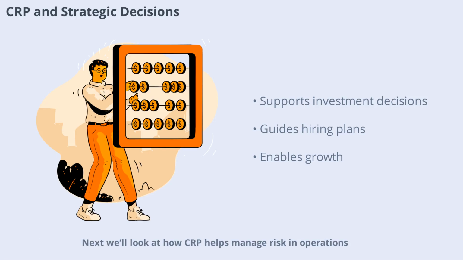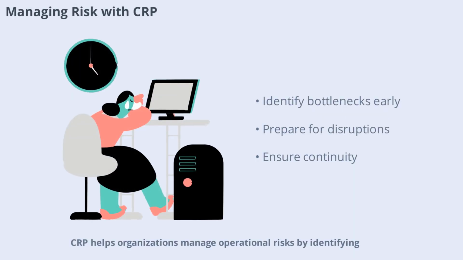Next, we'll look at how CRP helps manage risk in operations. CRP helps organizations manage operational risks by identifying potential bottlenecks and resource shortages before they become problems. By simulating different scenarios, companies can prepare for unexpected events, like equipment failures or sudden spikes in demand. This proactive approach reduces the risk of costly delays and helps ensure business continuity.